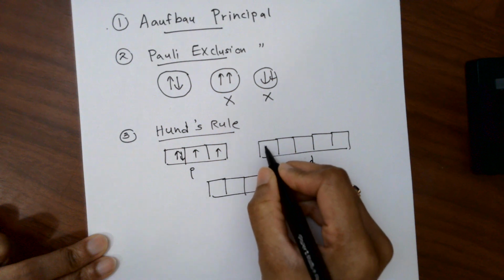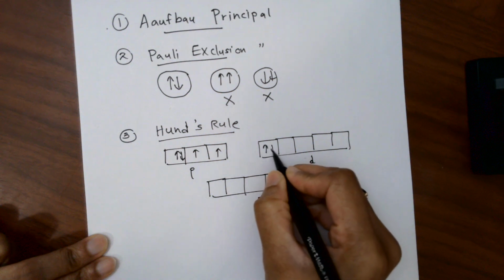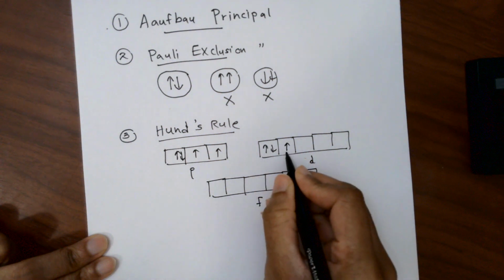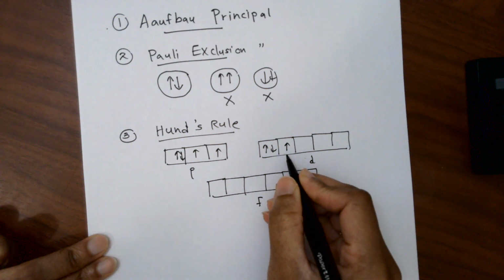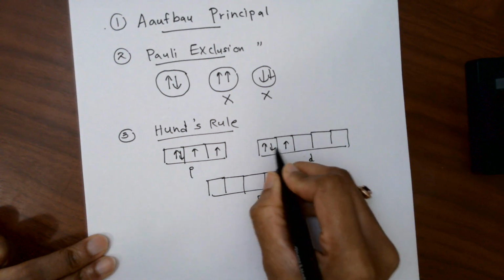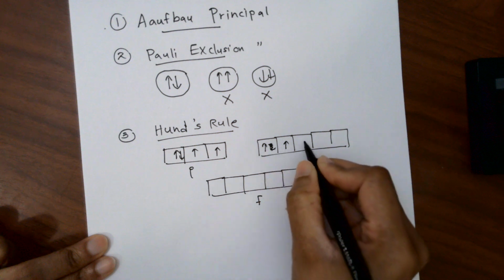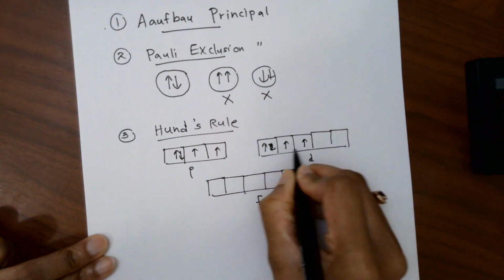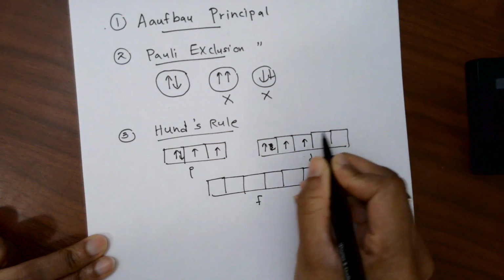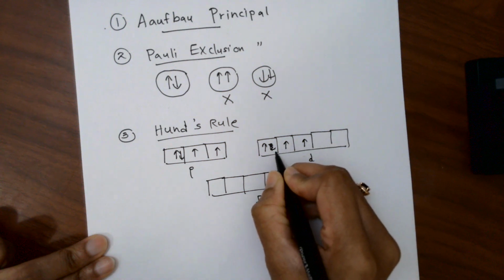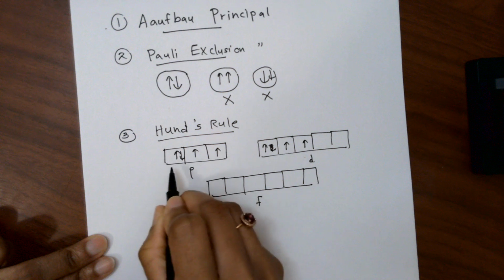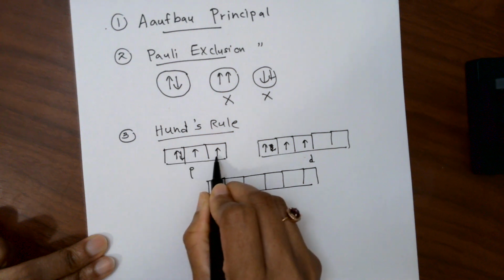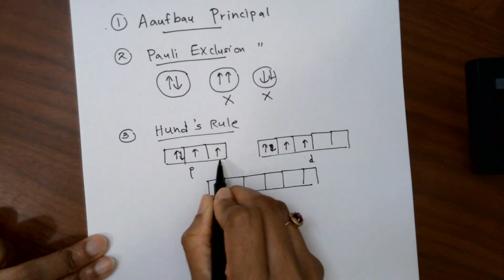And if you have 3 electrons and you draw one pair and one single electron, that is not correct. First you need to draw single electrons until the orbitals are half filled, and then start pairing. That is stated by Hund's rule. First they should be singly occupied before you pair the electrons.